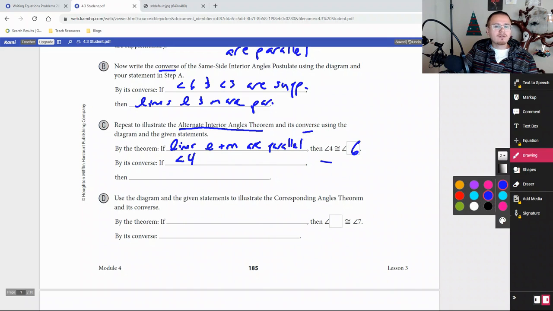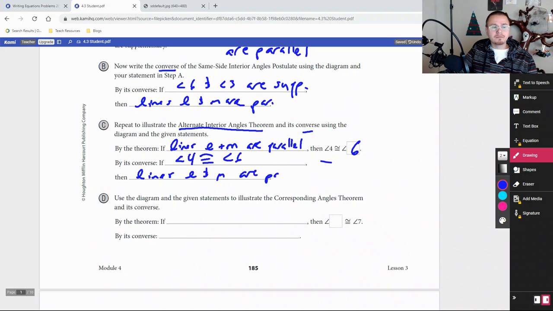If angle 4 is congruent to angle 6, then we know the lines L and M are parallel. So keep that in mind, guys. It's just going one way, going the other way. We can do that using converses.